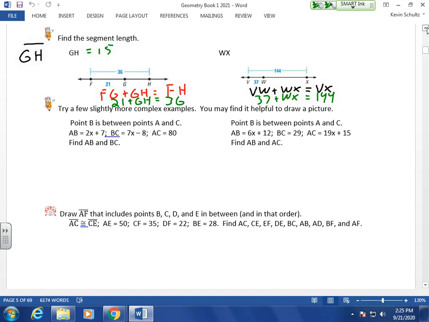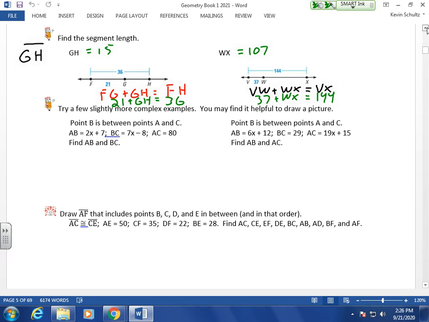We've identified the relationship, and now we can use our math skills to solve it. McKenna? 107. Because 37 plus 107 equals 144. Okay? It seems pretty obvious, seems kind of elementary even, but this is essentially what geometry is.